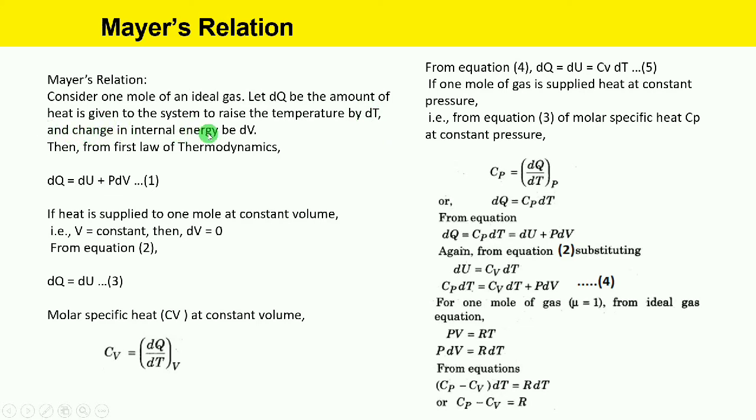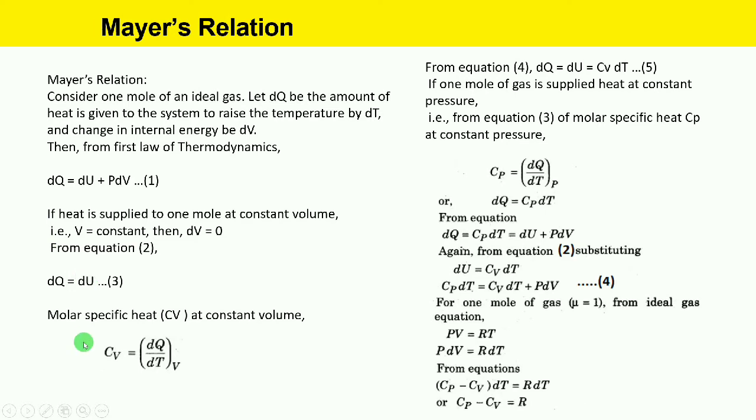So that change in internal energy we will consider as dU. According to the first law of thermodynamics, dQ will be equal to dU plus P dV. This is internal energy, this is work done, this is the amount of heat given. Now suppose we consider 1 mole of gas at constant volume. So change in volume will be 0, and equation 1 will become dQ is equal to dU.